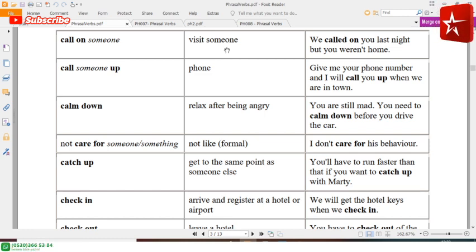Okay. Next one is call someone up. It means phone. Give me your phone number and I will call you up when we are in town. So, call someone up means phone.